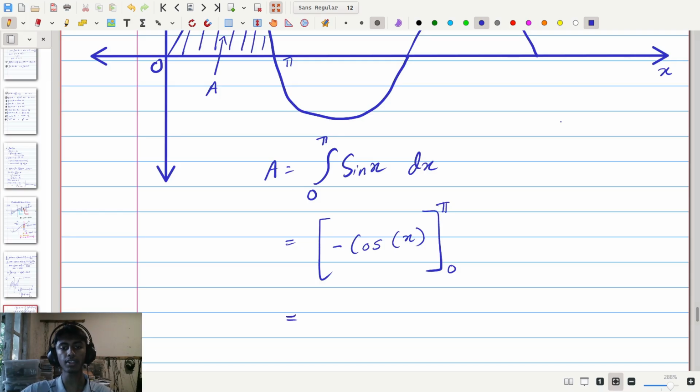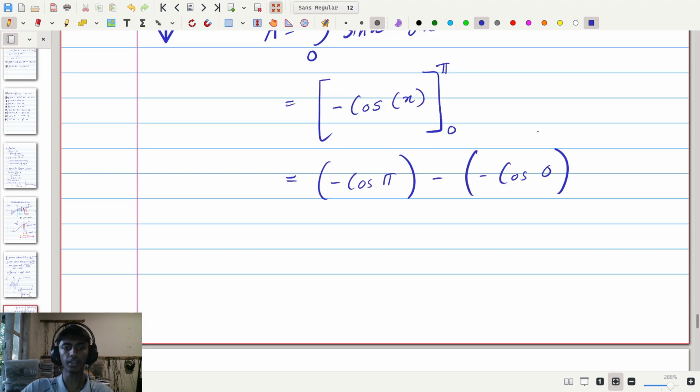So then, what we have here is going to be, first off, negative cosine of pi, and from that we need to subtract the negative cosine of 0. This is our answer. Now then, we know that the cosine of pi is equal to negative 1. Substituting that in, we get negative 1 minus, and we know that the cosine of 0 is going to be 1. So therefore we have minus 1.